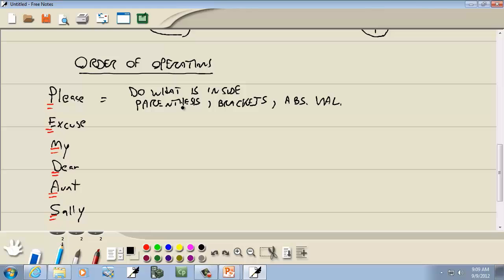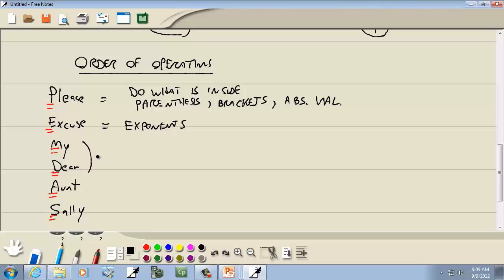Now, in some cases, doing what's inside of the parentheses will get rid of the parentheses. Some cases it won't. And in some cases, doing what's inside brackets gets rid of brackets. Some cases won't. The absolute value will always disappear once you do what's inside, because that's what the absolute value does. It makes whatever's inside positive. Now, this does not say get rid of the parentheses. Realize that. It just says do what's inside of them. The E stands for exponents, so you do the exponents next.